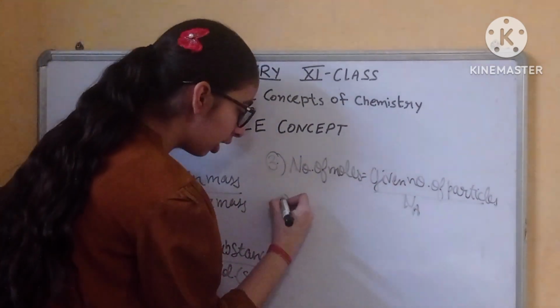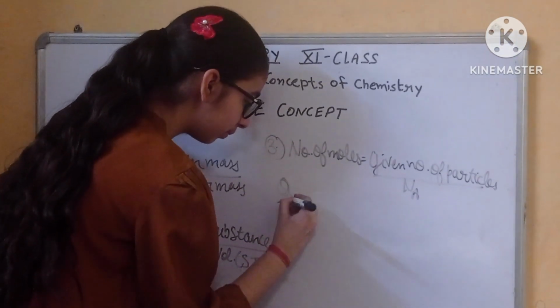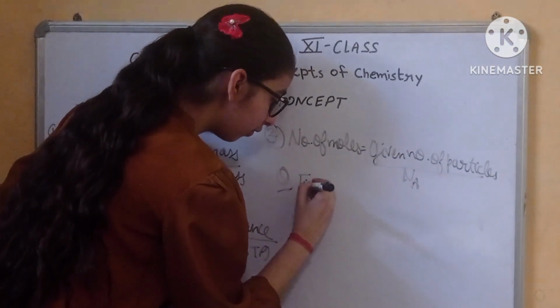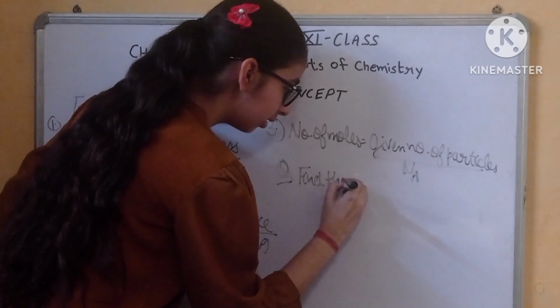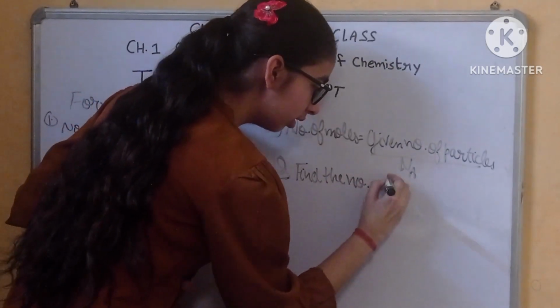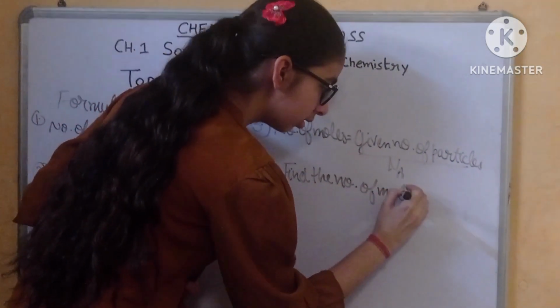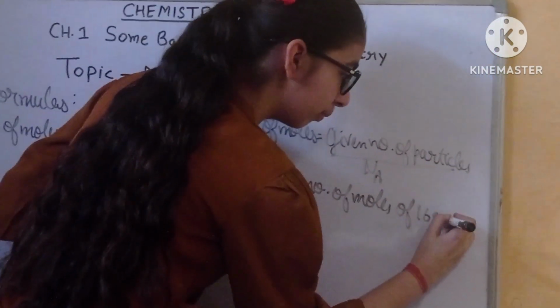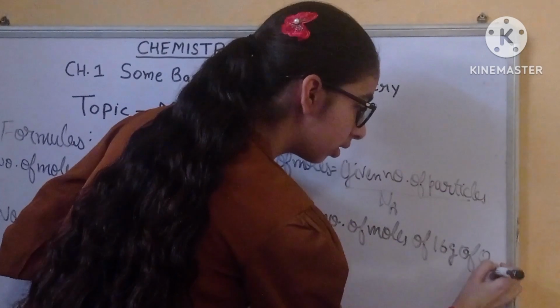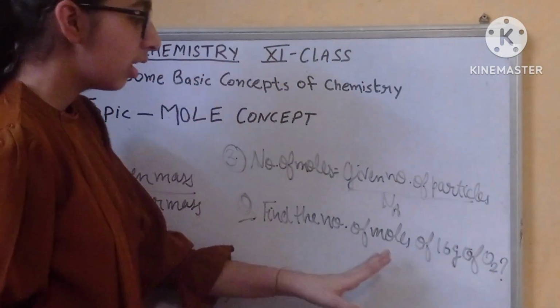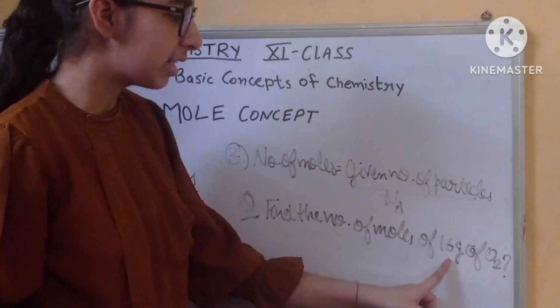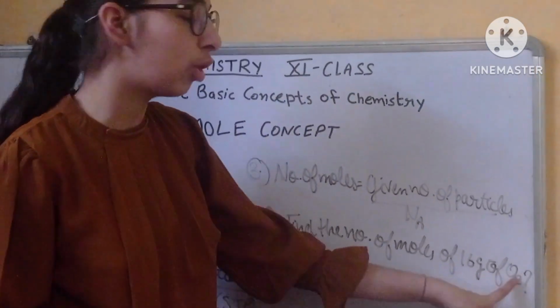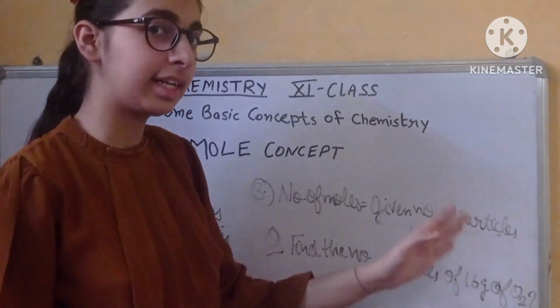So one question I am going to give you. Find the number of moles of 16 gram of O2. So we have to find the number of moles. The mass is given, that is 16 gram, and what is the molar mass of O2? 16 plus 16, that is 32 gram.